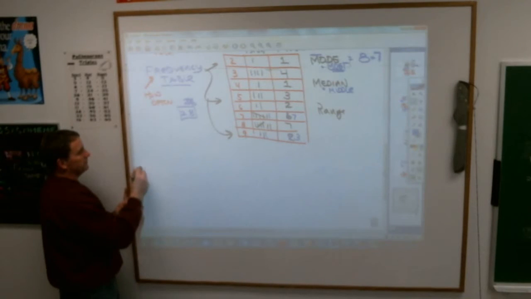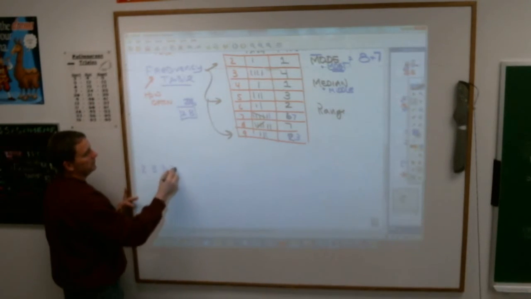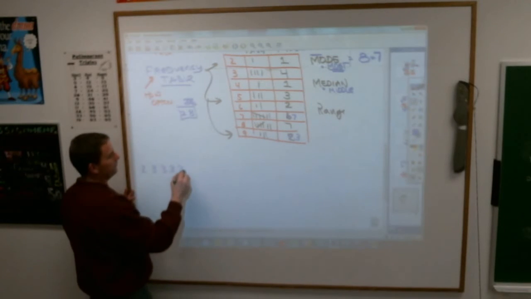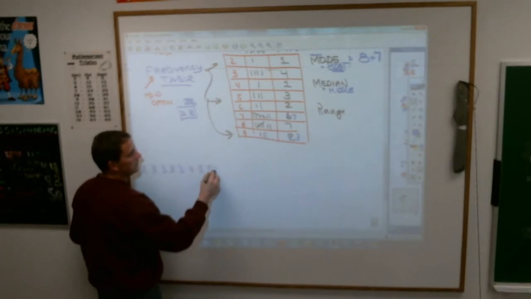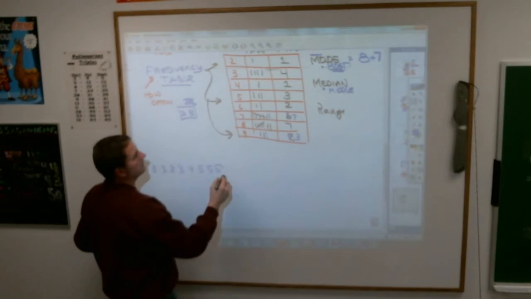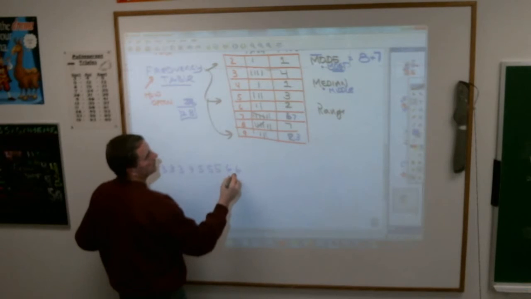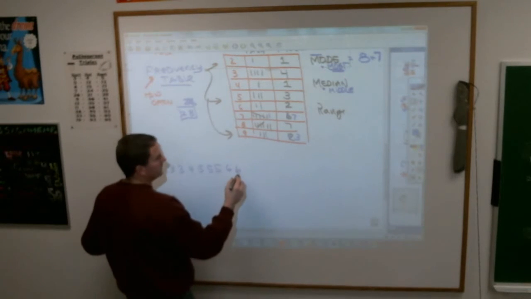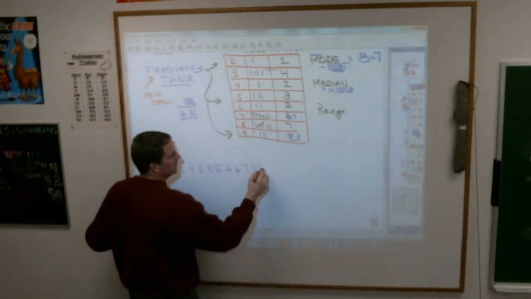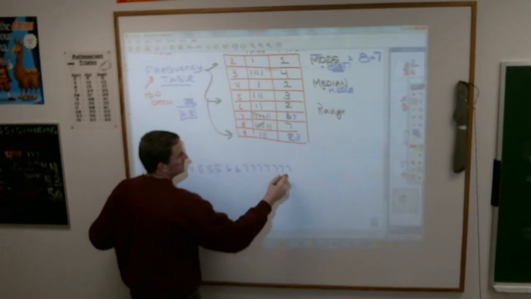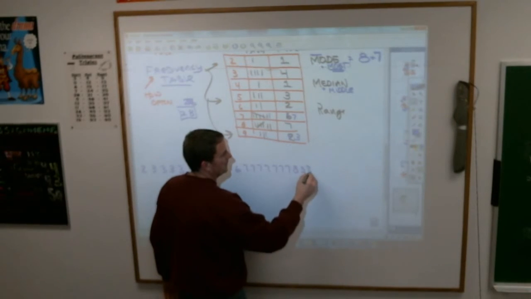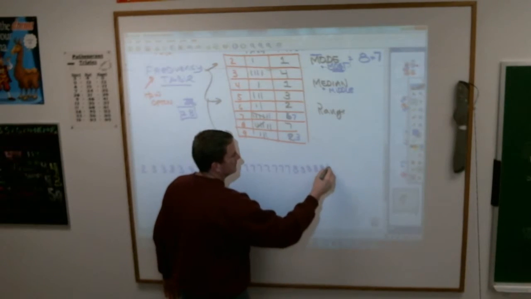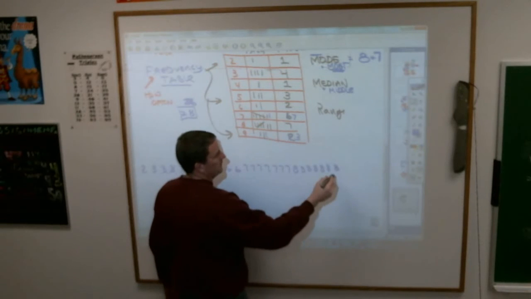So, how many 2s do I have? Just 1, right? I have 4 3s. 1, 2, 3, 4. I have 1 4. I have 3 5s. 1, 2, 3. I have 2 6s. I have 7 7s. 1, 2, 3, 4, 5, 6, 7. I have 7 8s. 1, 2, 3, 4, 5, 6, 7. And I have 3 9s.